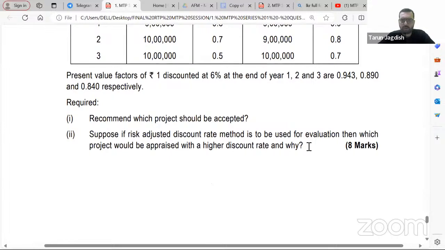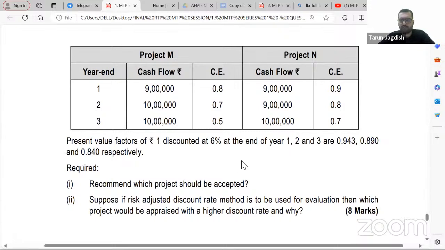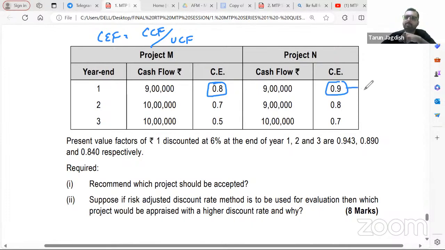Now we have a final requirement. If RADR method is used, which project will have a higher discount factor? Friends, when you see 0.9, 0.8, 0.7 means, what is the formula for certainty equivalent factor? Certain cash flow divided by uncertain cash flow. So for every 1 rupee of uncertain cash flow, you have 0.8 of certain cash flow. Here for every 1 rupee of uncertain cash flow, you have 0.9 of certain cash flow. So this is much more relaxed. This is having a higher risk. So here you should be having a higher RADR.